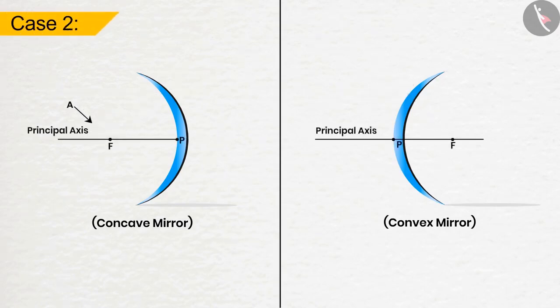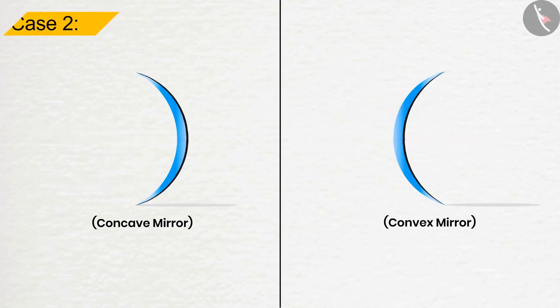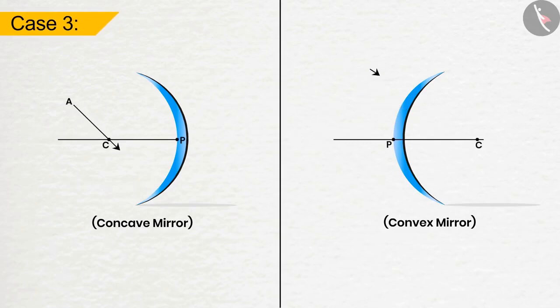Case 2. If the ray of light passes through the focus of the concave mirror or appears to move towards the focus of the convex mirror, it will emerge parallel to the principal axis after reflection. Case 3. If the ray of light passes through the center of curvature of the concave mirror or appears to go towards the center of curvature of the convex mirror, it will travel back along the same path after reflection.